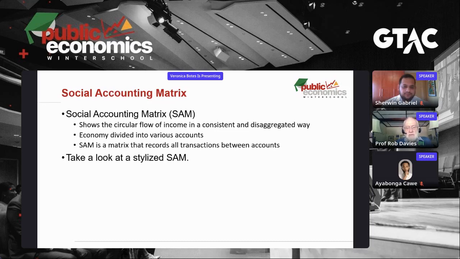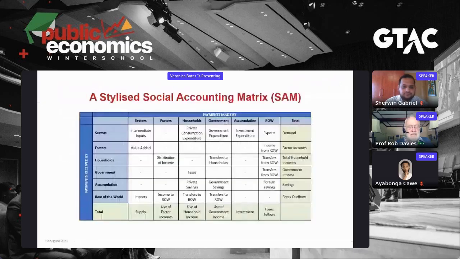place between these accounts. Now, let's just take a quick look at a stylized SAM. Next slide. I can't point to what I'm talking about here because I'm not running the slideshow, but you can see this is a stylized SAM. We've got across the top accounts in sectors, factors of production, households, government, and so on. And the same accounts going down the rows. And within each cell, we show the transactions between these accounts.